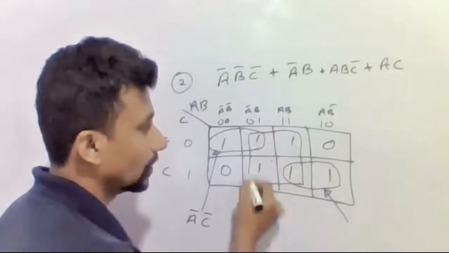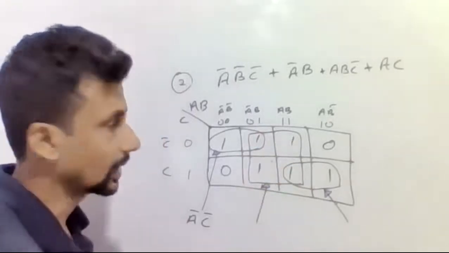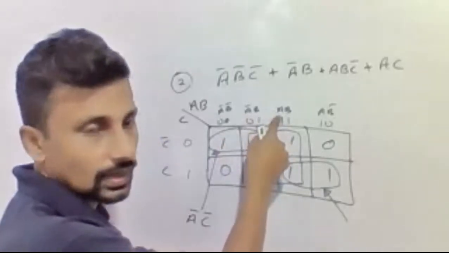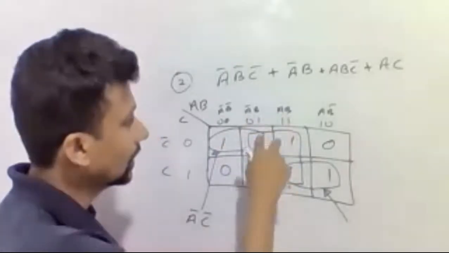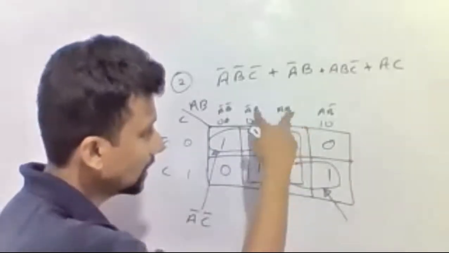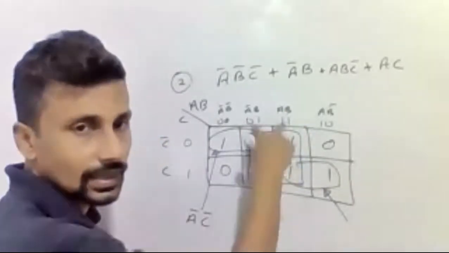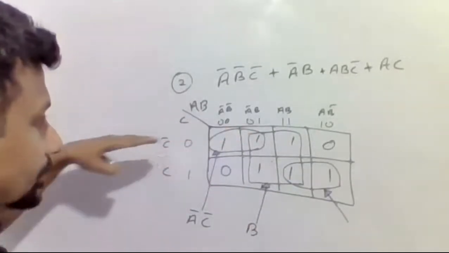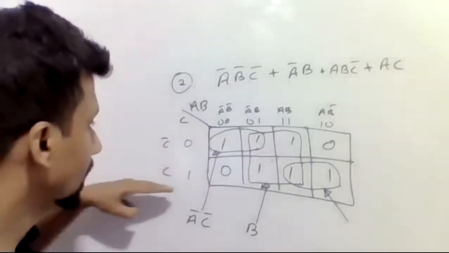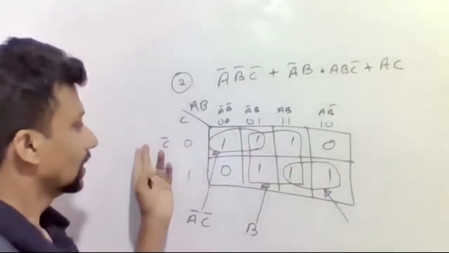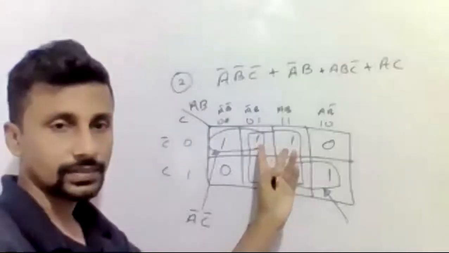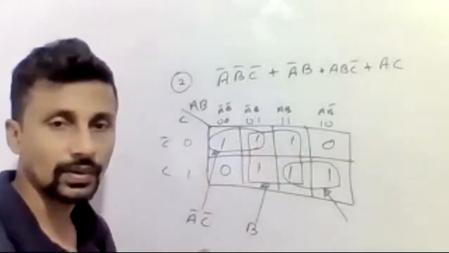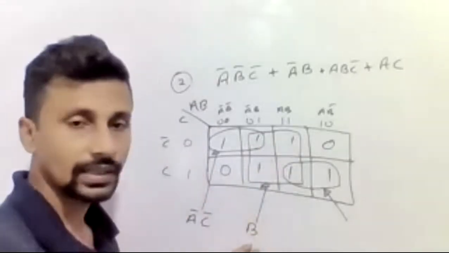Now the large group that has four ones. This side you check A dash, here A, so you can't take it, they don't match for both. Here also B, here also B. So for both columns you can get B as common. I put B there. Look at this side. Here C dash, here C. So it's not common for all four. C dash is common for these two, but C is common for the other two. So that is not common for all four. So here you are getting only B.